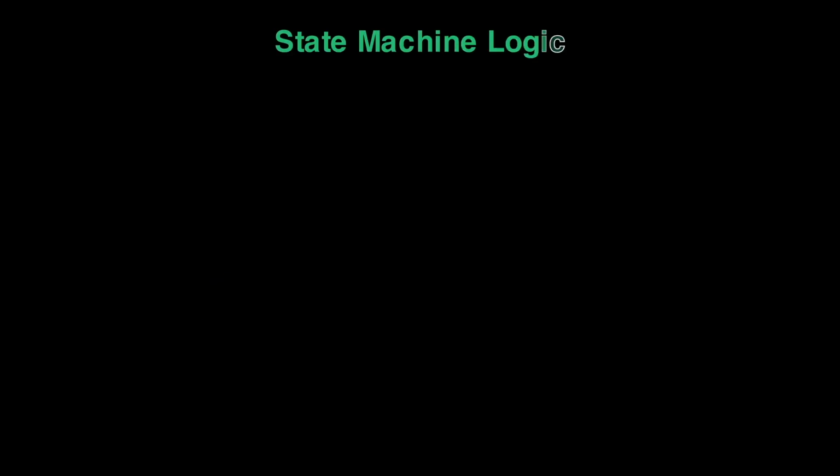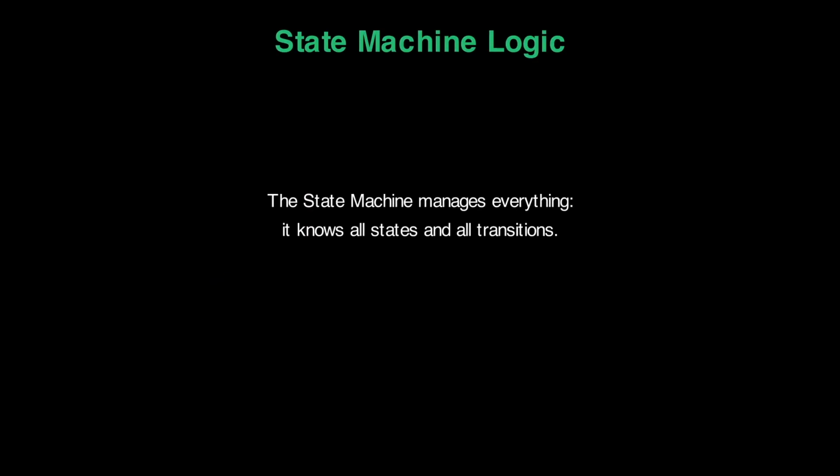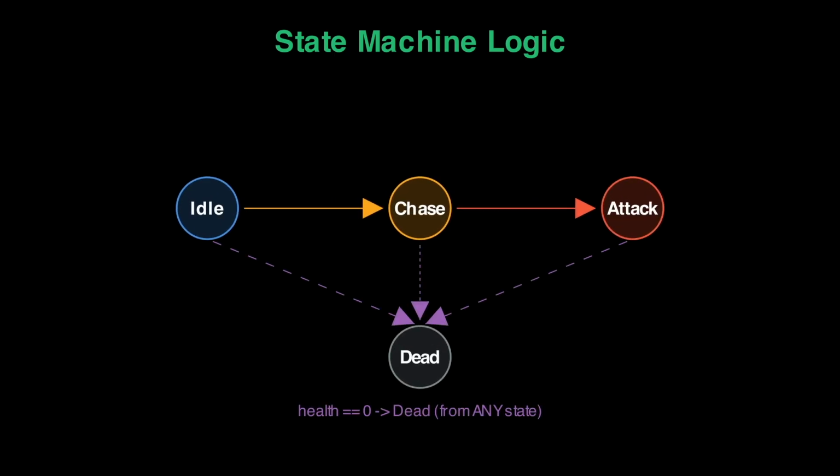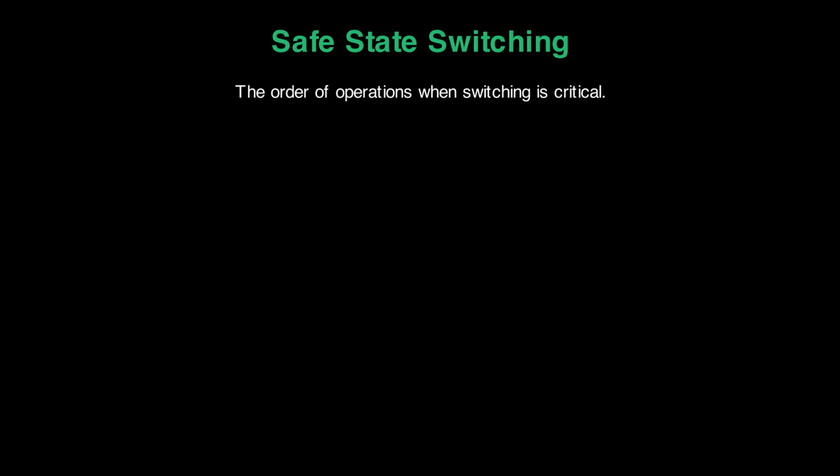So what's the main logic? The state machine is responsible for managing everything. It knows all the states and all transitions between states. It should also support any transitions, which have the highest priority and can happen from any state. For example, if a unit's health reaches 0, it should immediately switch to the dead state no matter what it was doing before. When switching states, the order of operations is very important.